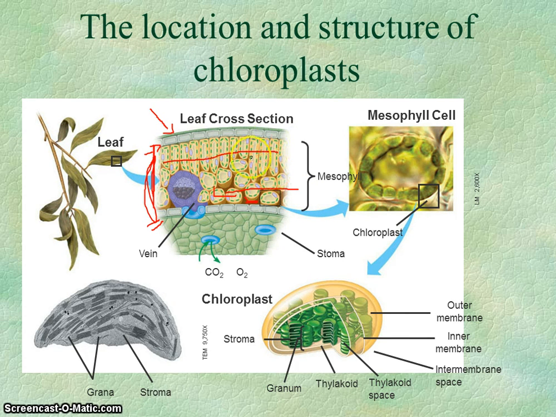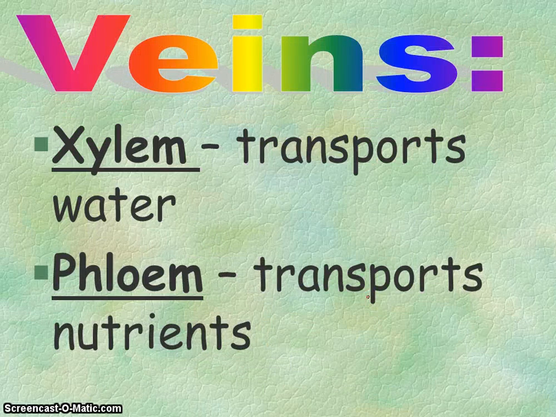Now, within the mesophyll is the chloroplast. So you can see here that the liquid is the stroma, and then the thylakoids and the grana are the stacks. That's where we're going to convert our energy from the sun. Now, within the plant cells or the leaves, we also have transportation systems. We have the xylem and the phloem. The xylem is a vein that's going to transport water, and the phloem is going to transport food.